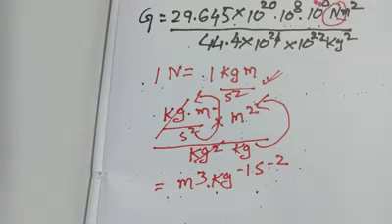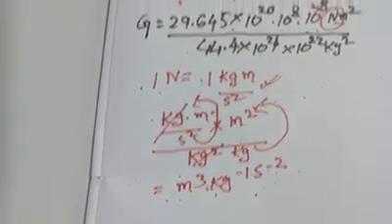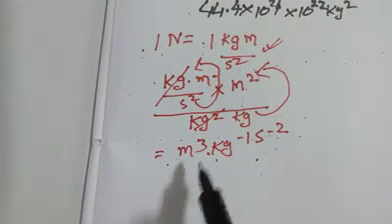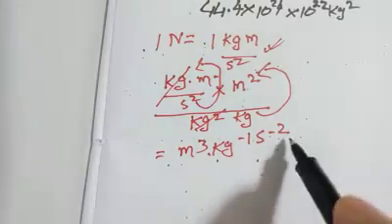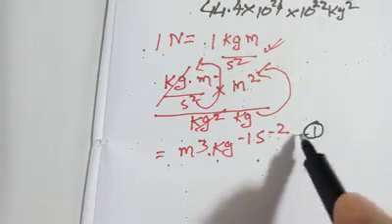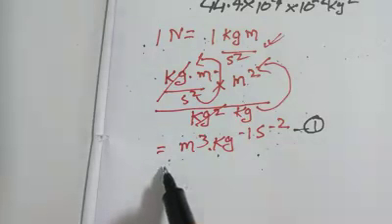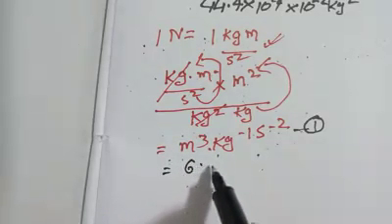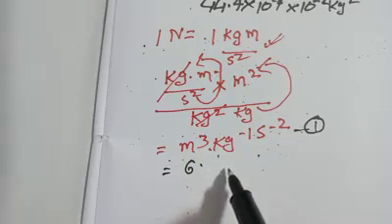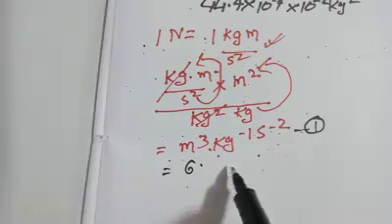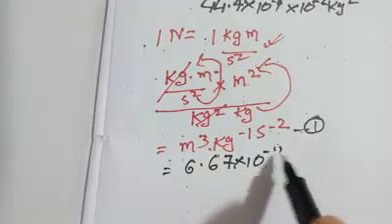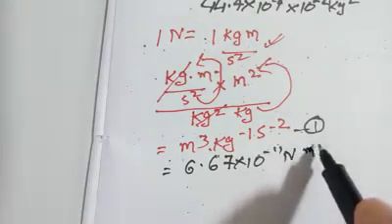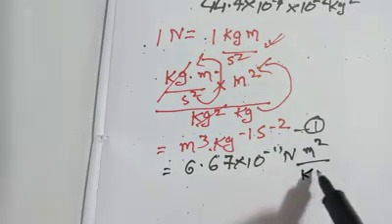Now you see, there is an international unit of the gravitational constant which measures 6.67 m cube kg minus 1 s minus 2. This is one part of the gravitational constant which we can write. Also we can write 6.67 times 10 to the power minus 11 Newton meter squared per kilogram squared.